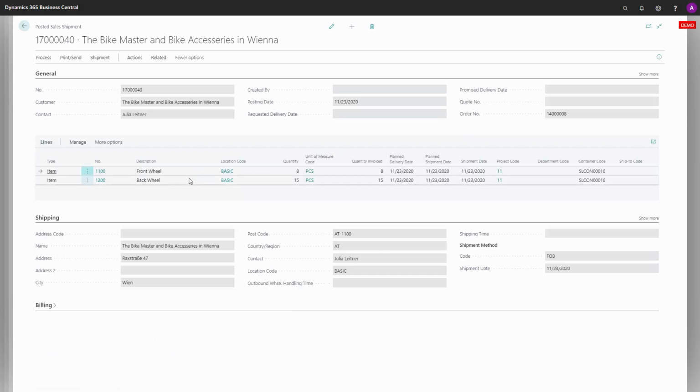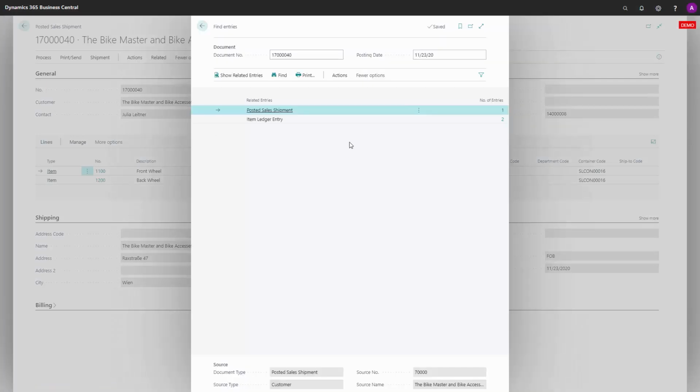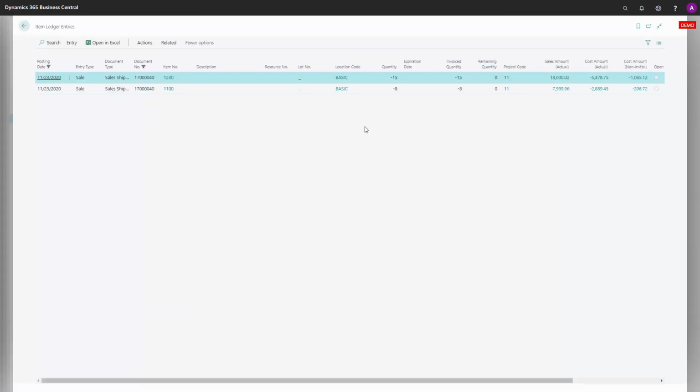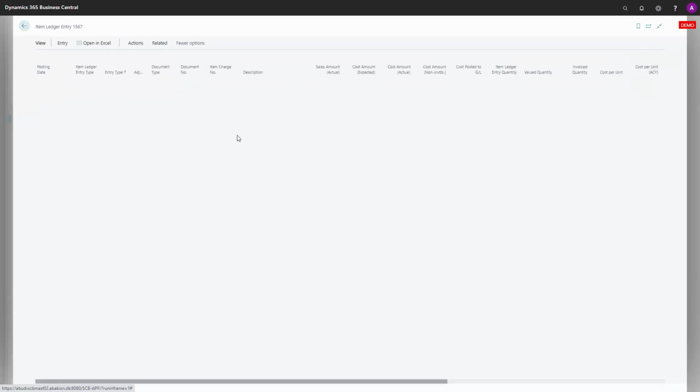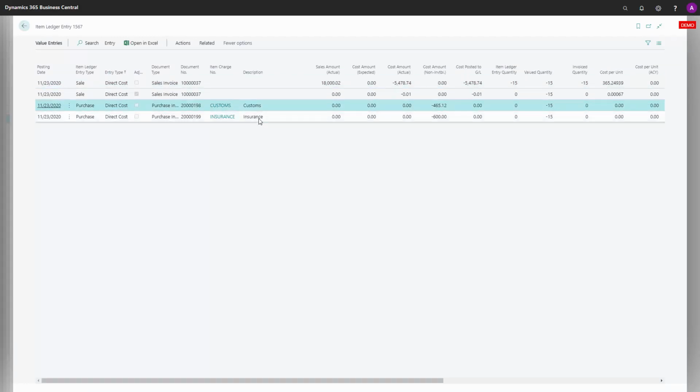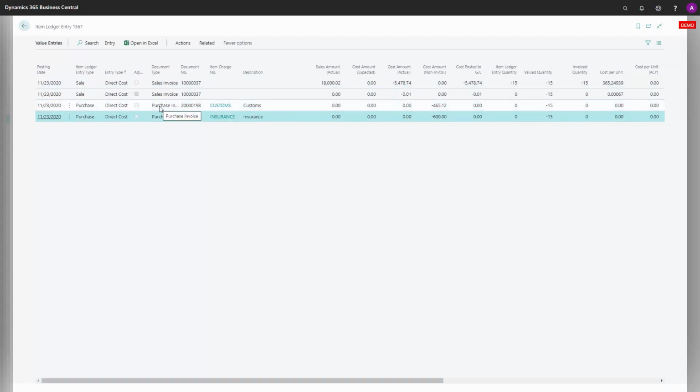I can see I have two different sales shipment lines. And if I look at the entries related to those two sales shipment lines, I have item ledger entries in here. And if I drill further down to those, I can see I have sales cost, cost amount, and also non-inventoriable cost. This means if I'm looking at the value entries for one of those in here, I can see different value entries, for instance, also customs and insurance, which is from a purchase order, meaning it's coming from charge items, and therefore it's non-inventoriable cost amount.